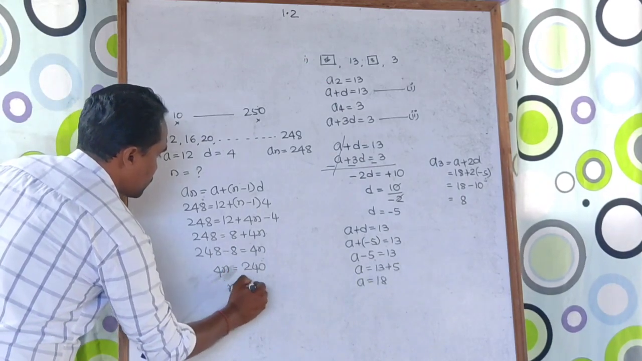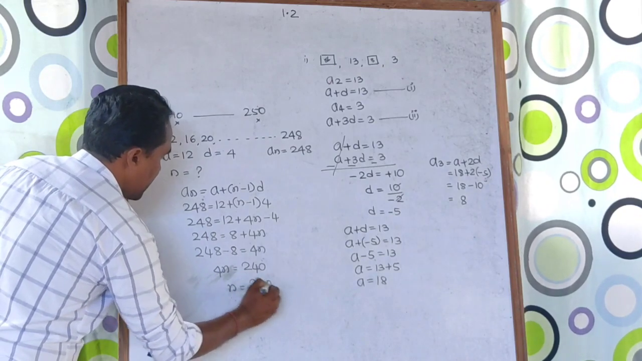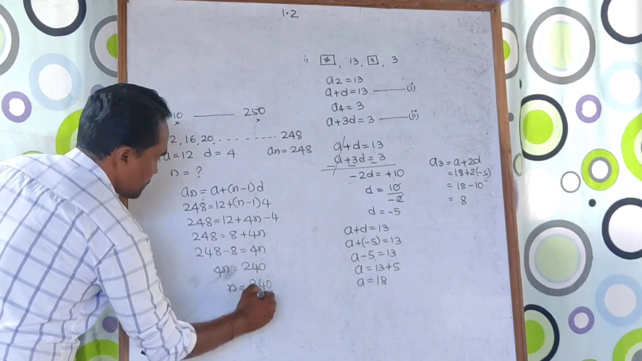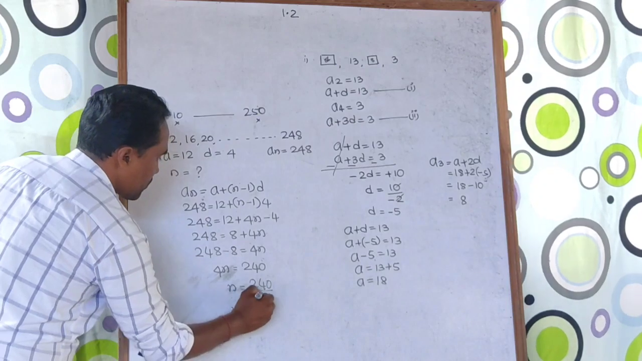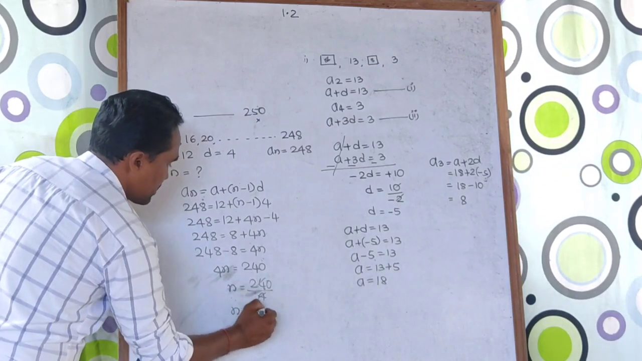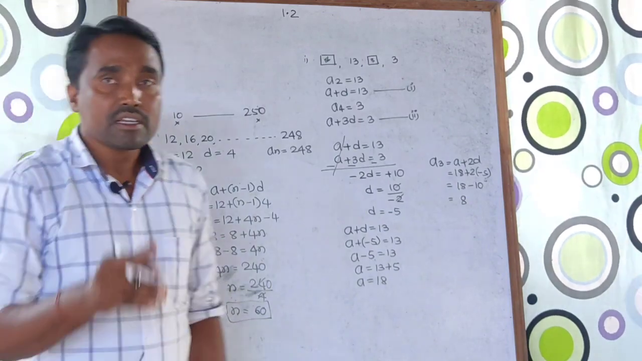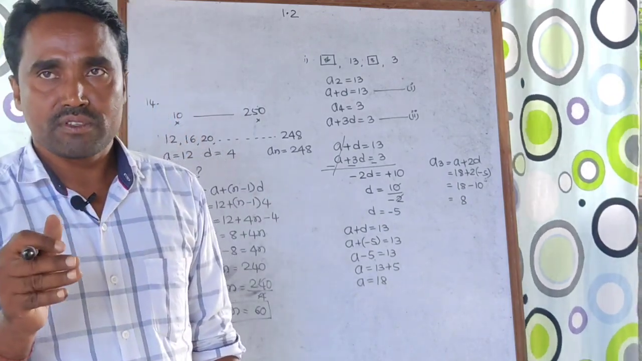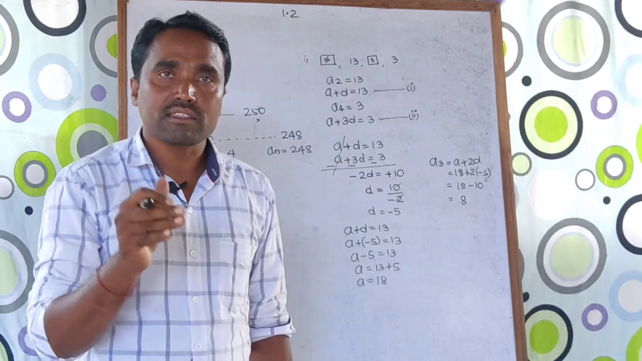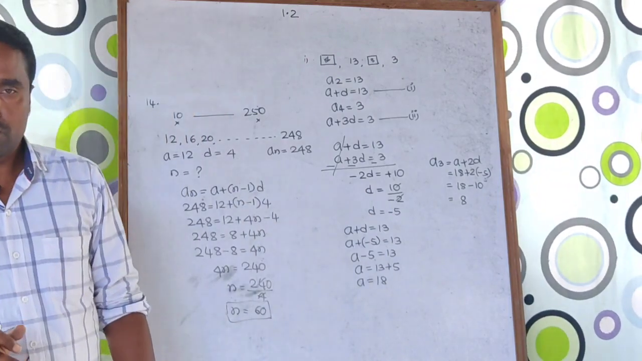Then N equals 240 divided by 4. N equals 60, since 4 sixes are 24. This is the answer. That means we have 60 terms which are multiples of 4.